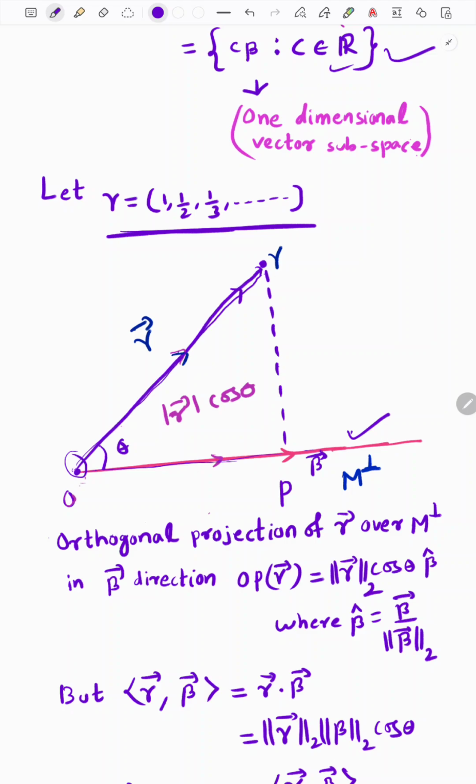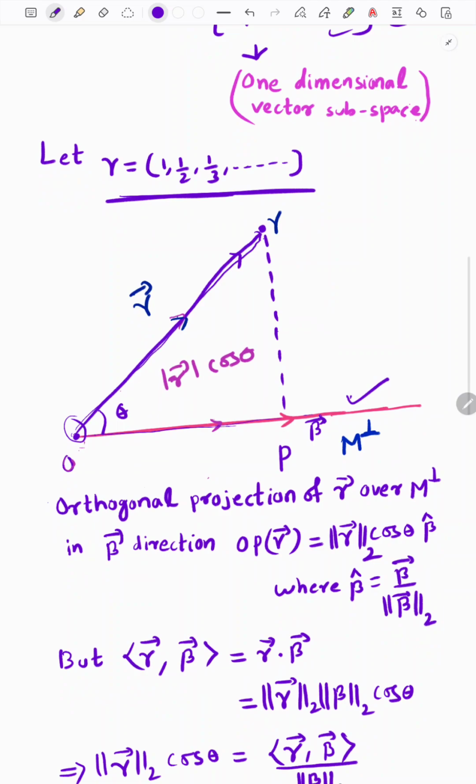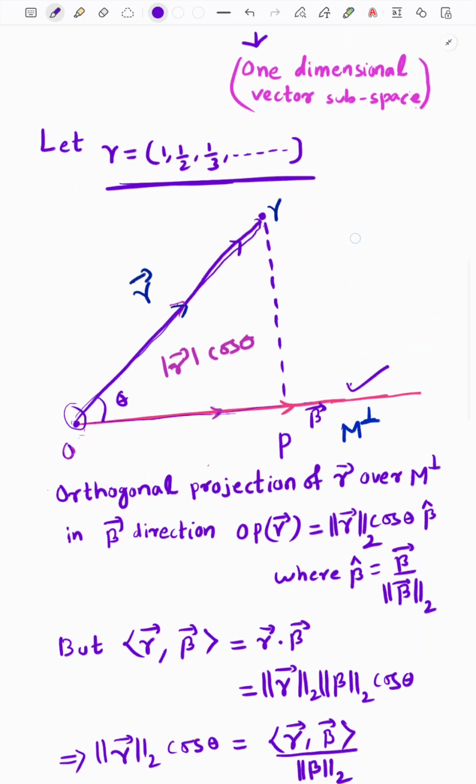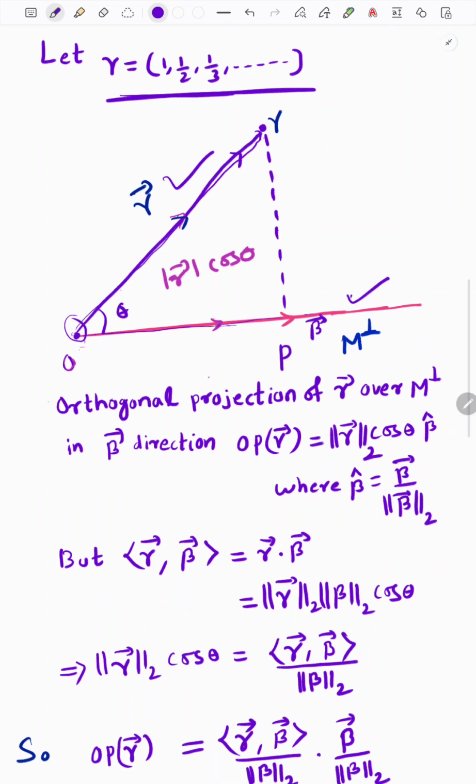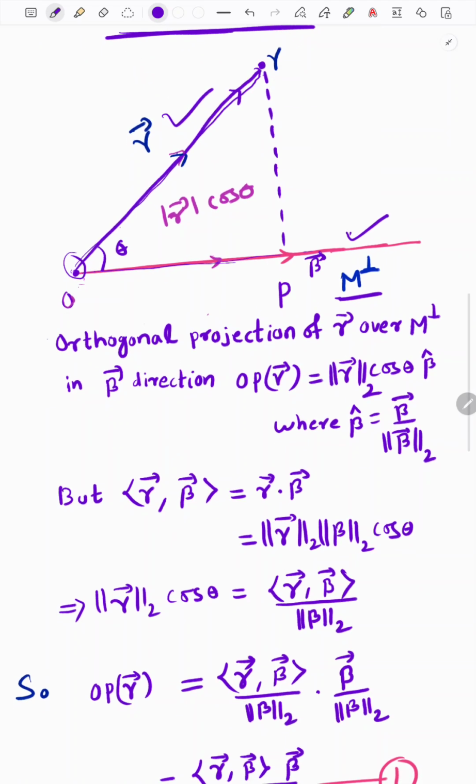Now here I will apply the trick from the class 12 dot product. Now I will calculate the projection of the vector gamma on this line beta, or over the space M4. The whole line is M4, but beta is a portion of this line. So from the class 12 we know that the orthogonal projection, the perpendicular projection, this is the length, 90 degree.